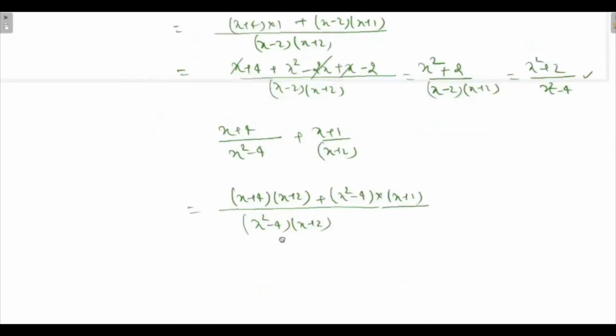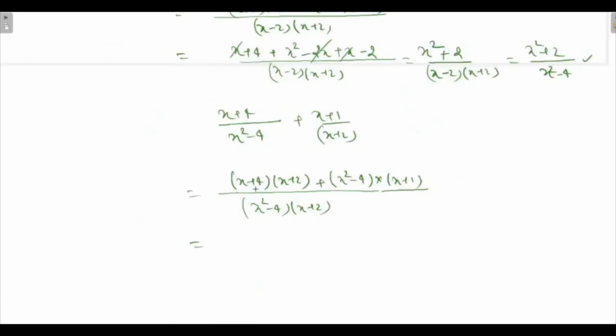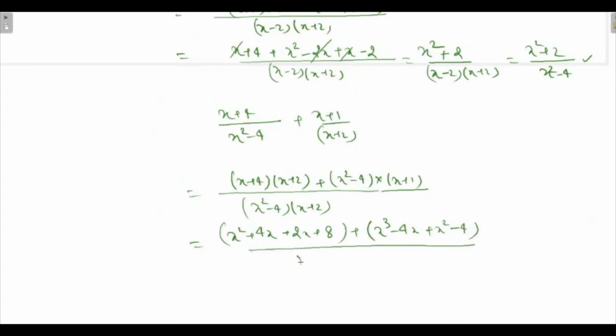Okay. Now, next step, I have to multiply everything. So I'm multiplying x with this x square. Then I'm multiplying it with 4, then I'm getting 4x. Then I'm multiplying it with 2, I'm getting 2x. Then I'm multiplying it with 2, then I'm getting 8. Okay. So this is the first expression. Now here x square minus 4 is going to get multiplied. So I'm multiplying with x and then I'm getting x cube. Then I'm multiplying it with 4, minus 4x. Then I'm multiplying with x, then I'm getting x square. Then I'm multiplying with minus 4, then I'm getting minus 4. And here it is going to be x square minus 4 into x plus 2.